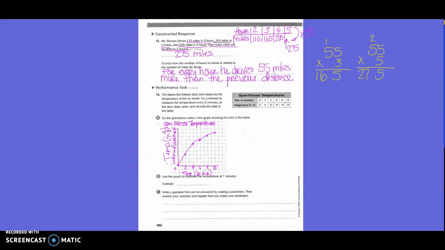So use the graph to estimate the temperature at 7 minutes. So basically, at 8 minutes, it was 16 degrees, and at 10 minutes, it was 18 degrees. So what do you guys think at 7 minutes probably could be? It'd have to be a little bit higher than 14. Okay, so about 15 degrees Fahrenheit. That works for me.